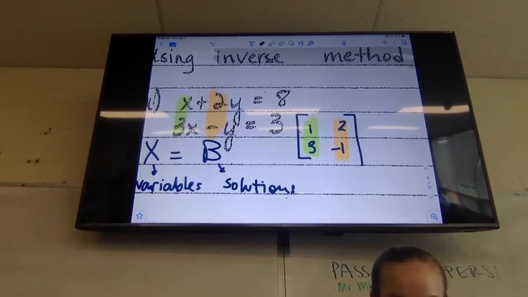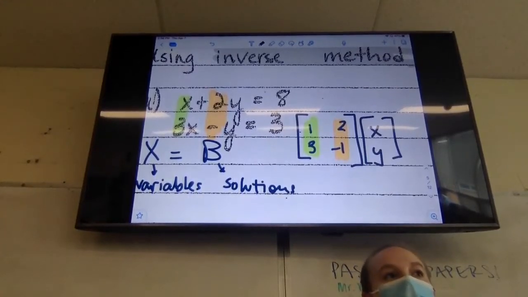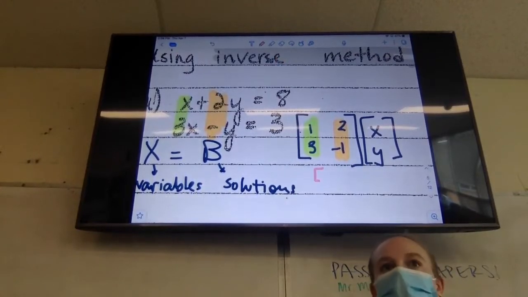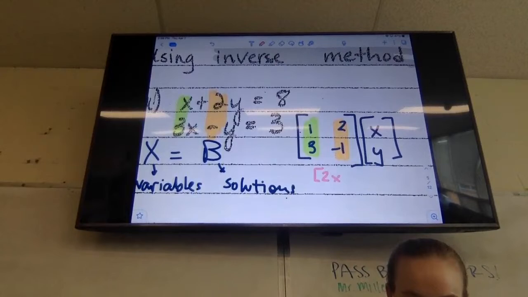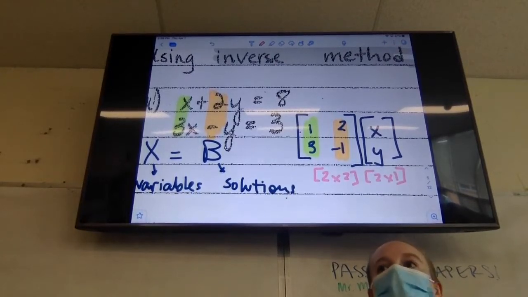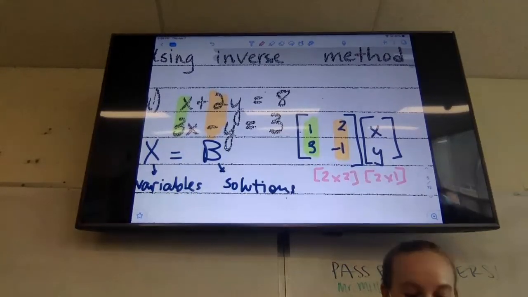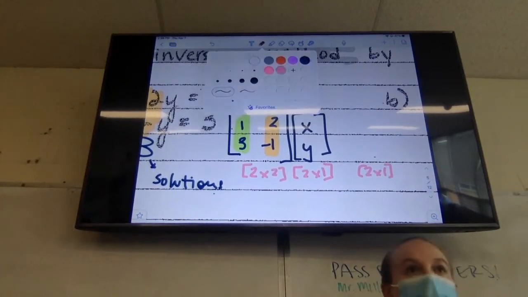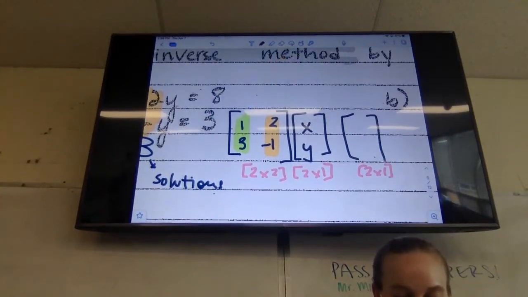Okay, my variable matrix is just going to be X and Y. My coefficients, dimension, sorry, I couldn't think of that word for a second. Dimension is a 2x2, and my variable one is a 2x1. When I end up multiplying those together, what size matrix am I going to get after that? A 2x1, good. And that 2x1 is just the answers that we had for the two equations earlier.